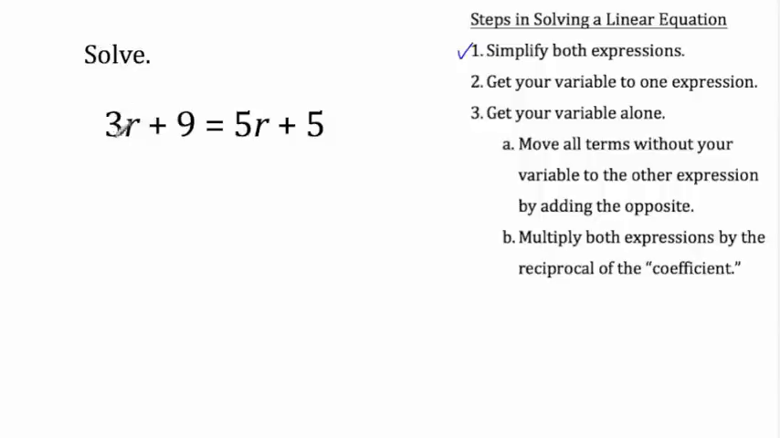So since 3, the coefficient of the r in the left-hand expression, is less than 5, the coefficient of the r in the right-hand expression, it will work out so that we have fewer negative signs to work with if we add the opposite of 3r to both expressions. So in summary, to get your variable to one expression, you select one of the terms with your variable in it and add the opposite. Here, we're going to select 3r, and we're going to add the opposite of 3r to both expressions.